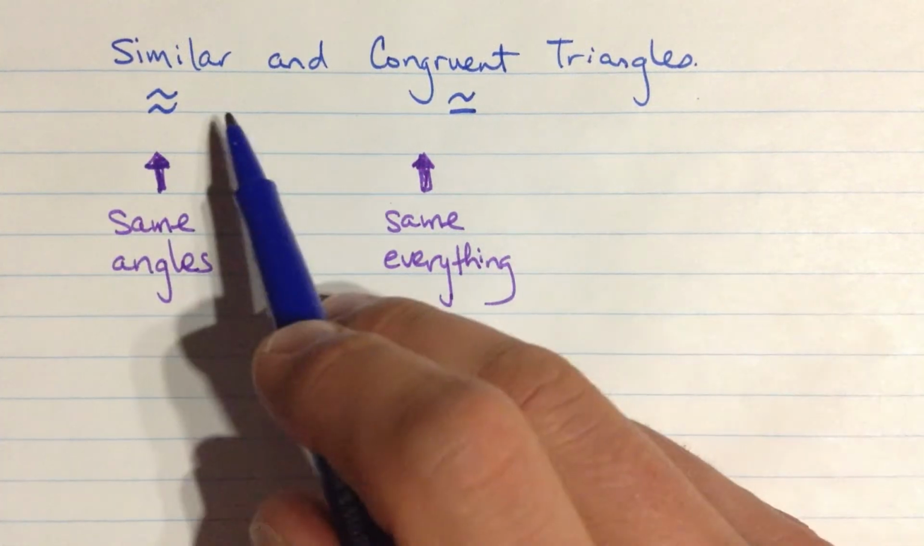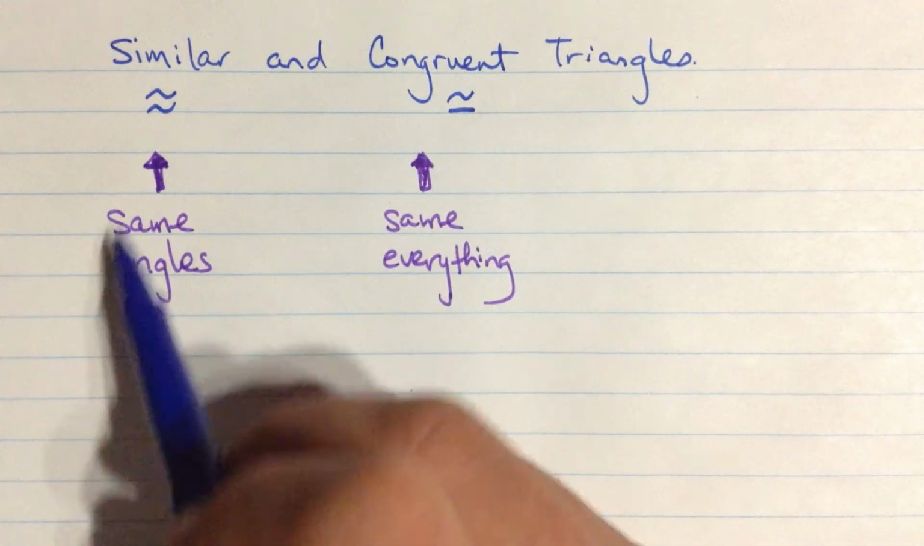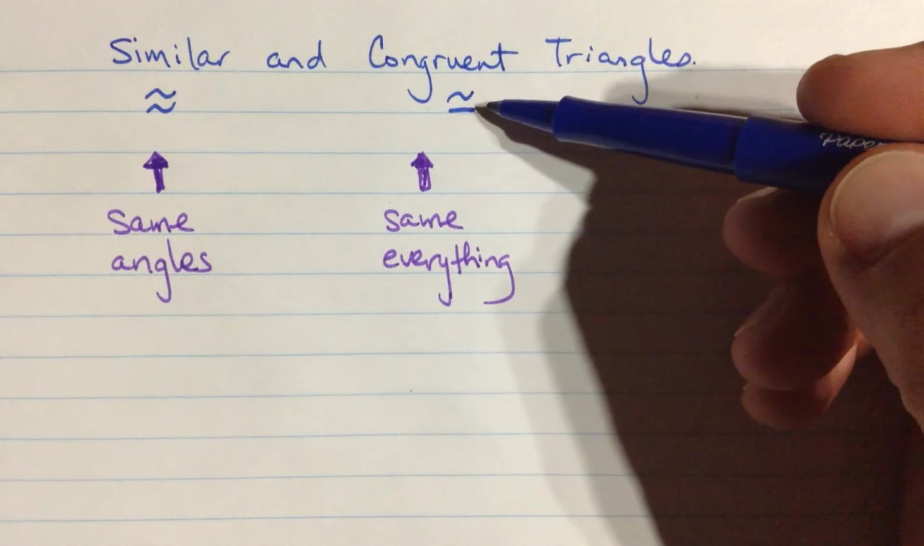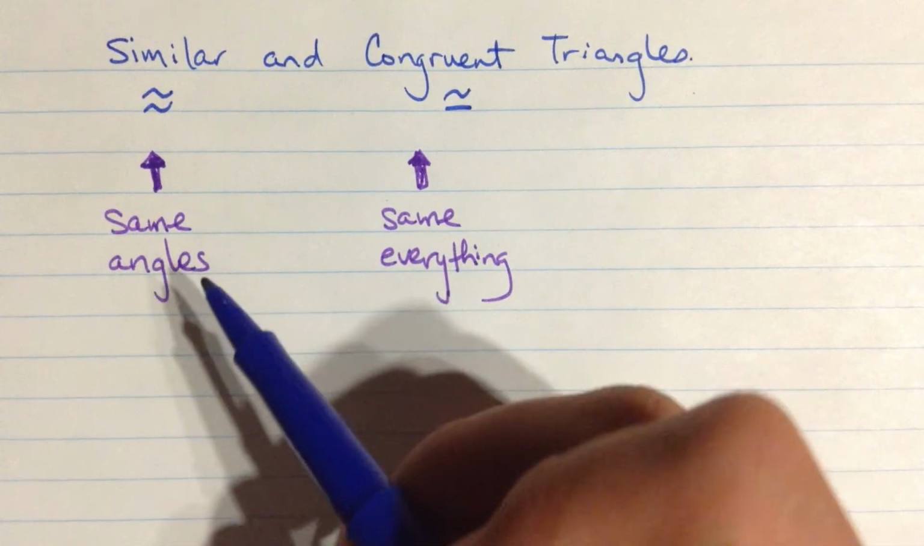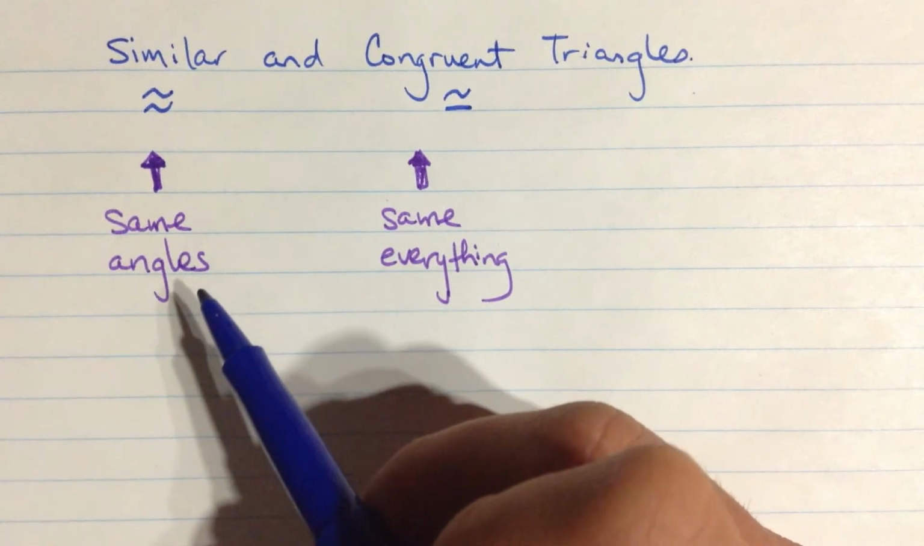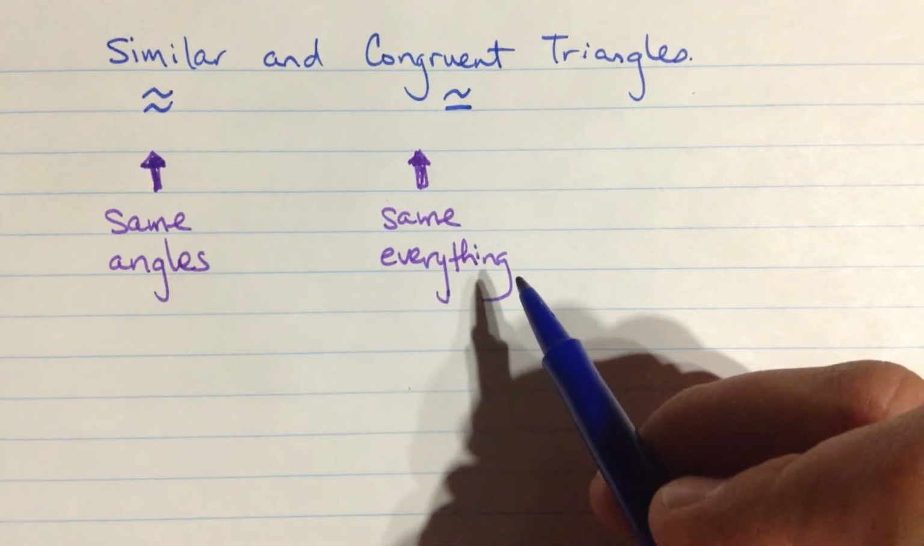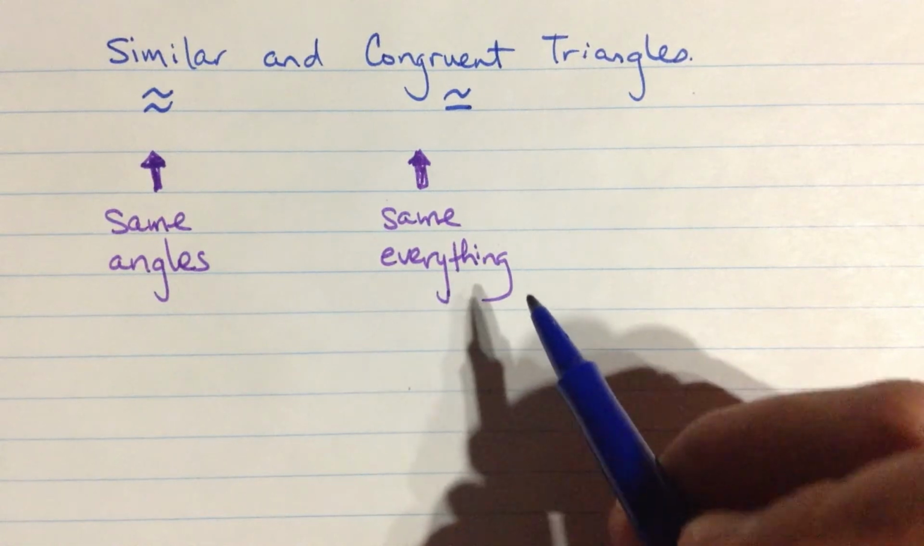We're going to look at what similar and congruent triangles mean today. And we use these two symbols. This looks like a squiggly equal sign, and this looks like a half squiggly equal sign for congruent triangles. Similar triangles, if you have two triangles that are similar, all of their angles are the same. If you have two triangles that are congruent, everything's the same, their angles and their sides.